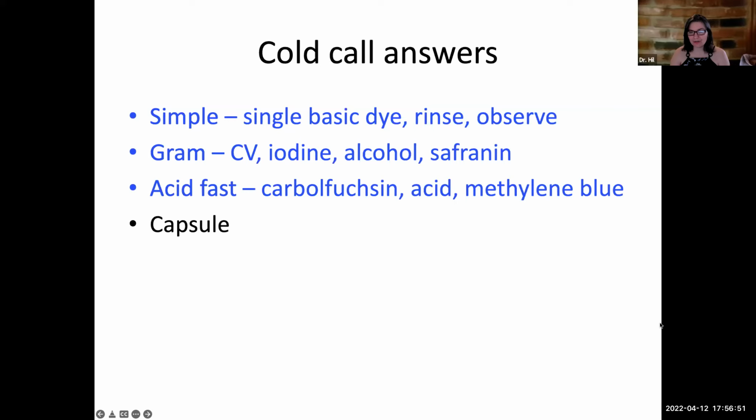That's a great question, Ayumi. For capsule staining, we don't typically need heat. That's a great question. There is a stain that does require it.